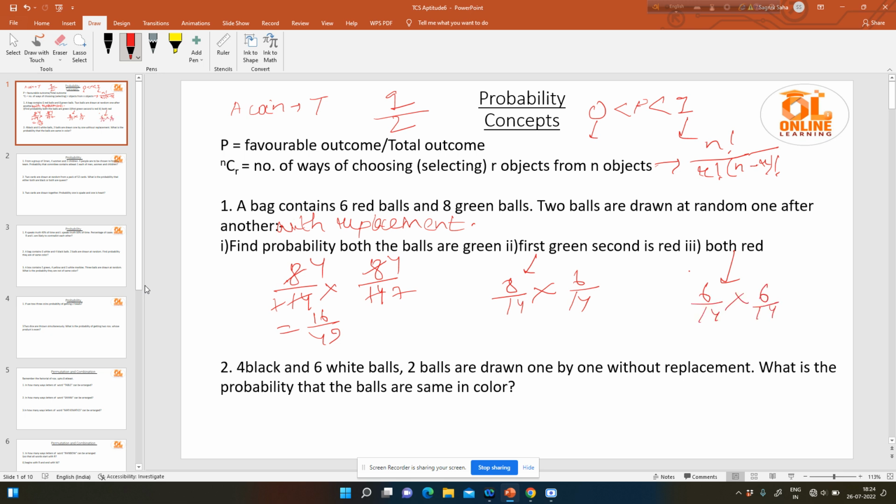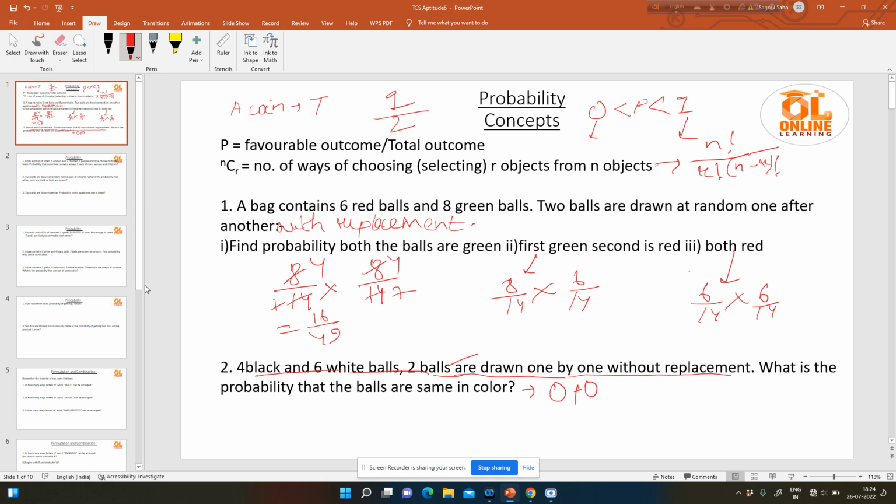Hope you have understood. Now it is given 4 black and 6 white balls, and two balls are drawn one by one without replacement. That means, suppose a white ball is chosen at first. After seeing it, we will not put it back in the bag, we will keep it aside. So the number of balls in the bag will reduce one by one. So they are telling without replacement. What is the probability that the balls are the same in color? Both the balls must be black, or both the balls must be white.